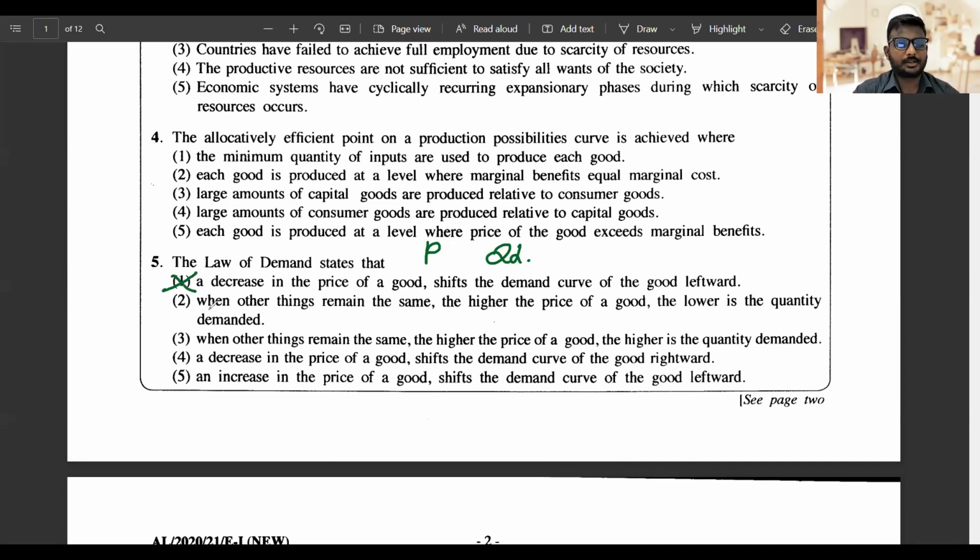The law of demand states that when other things remain constant. What are these other things which are remaining the same? So when they say other things remain the same, what are these other things? Very good. The other determinants of demand, such as, what are those other determinants of demand?